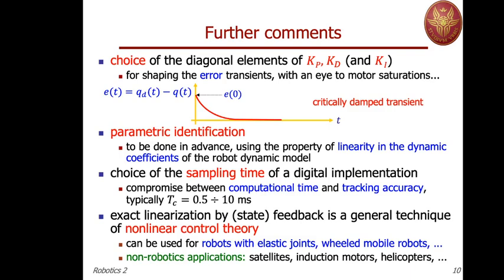A few further comments. We have already mentioned that the choice of the diagonal elements of Kp and Kd will shape the error transient. And you can suitably combine linear theory concepts in order to have critically damped transients, so that whatever initial error you have, this is a scalar expression in this case, will converge to zero in a desired nice way, so fast enough without oscillation, without overshooting. So everything works provided that the model that you're using is the best possible one. So parametric identification is almost a mess every time you want to use feedback linearization in order to achieve the best possible performance.